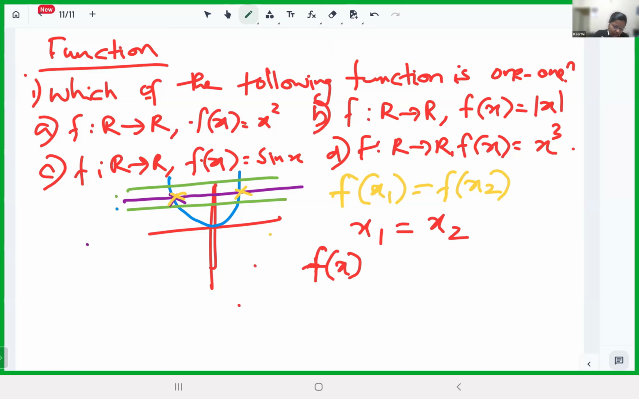We'll take x equal to 2. So what can you say about f of x? F of x is x square, right? So instead of x, you are putting 2. So 2 square. 2 square is nothing but 4.